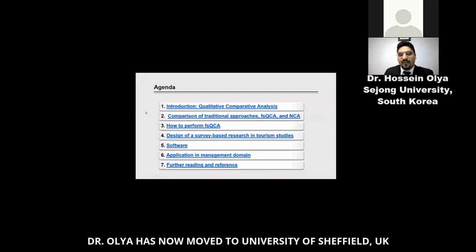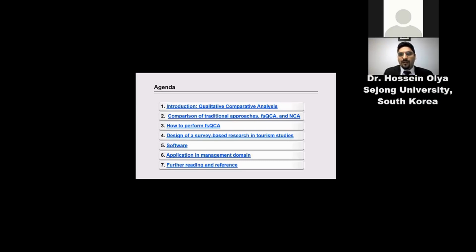In the first section, I will provide some background about qualitative comparative analysis as a relatively new analytical approach in the tourism field. Then I will compare the traditional or conventional approaches, like SEM and correlation analysis. We call these approaches traditional approaches nowadays. Then fsQCA, which stands for fuzzy set qualitative comparative analysis, and NCA, which stands for necessary condition analysis.